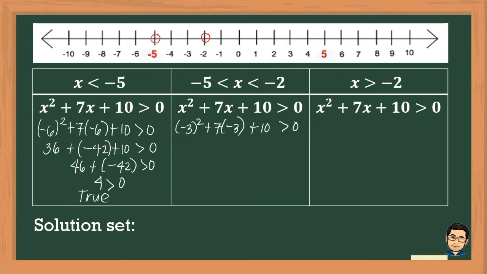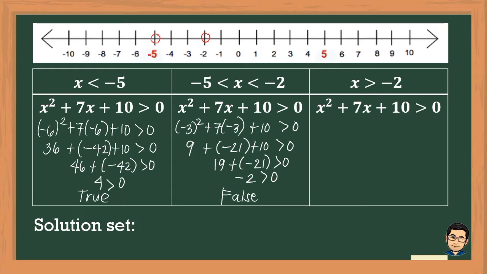Okay, so -3 squared, that is positive 9, plus 7 times -3, that is -21, plus 10 is greater than 0. And then we combine like terms. 9 plus 10, that is 19, plus -21 is greater than 0. So 19 plus -21, that is -2, greater than 0. Is -2 greater than 0? No. So mas mataas po yung 0 sa mga negative integers. So false po siya. And the last one naman po, x is greater than -2.